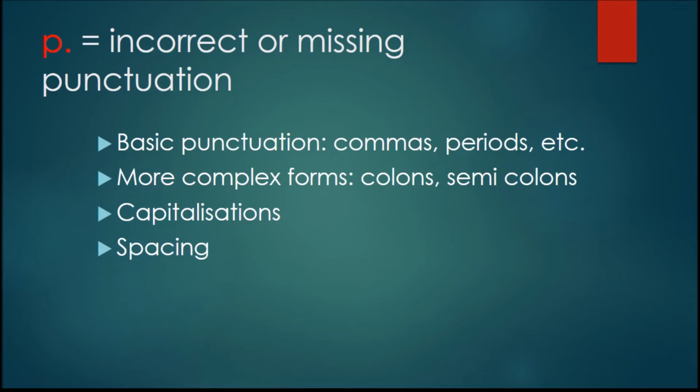And similarly, it might also be used if there's a spacing issue. For example, if you have a full stop at the end of a sentence but you don't have a space following it before the next sentence begins, the punctuation code might be used just to indicate that there's something wrong with the way you've used punctuation, because after a full stop there needs to be a space. So here's an example.